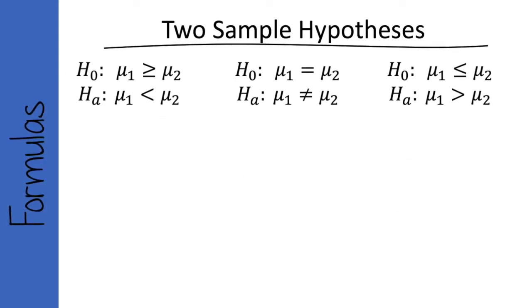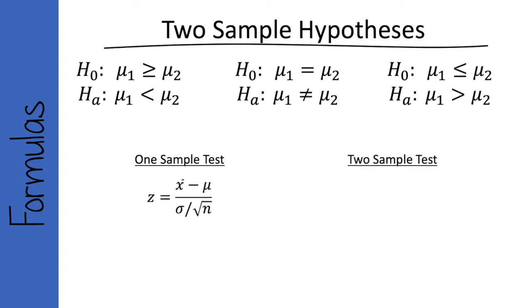The formula for testing two means is very similar to one mean. In a one-sample test, the formula looked like this. In a two-sample test, the formula looks like this. Just glance back and forth between those two formulas for a second and see if you can see some similarities. So for the one-sample test, it's the sample mean minus the population mean on top. For the two-sample test, we're just getting the differences between the two samples.